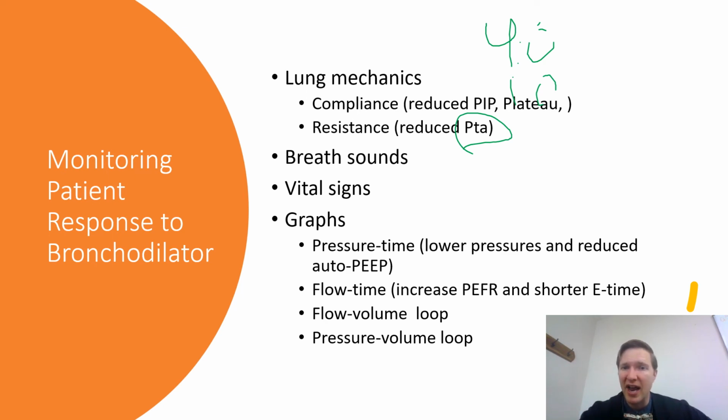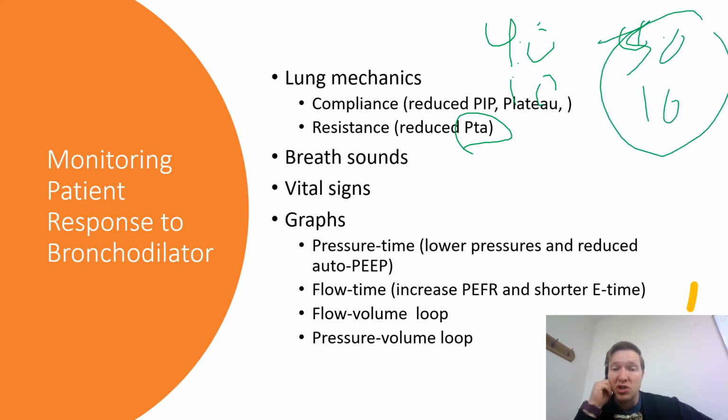But now we're at 30/10. Well, our PTA decreased, our transairway pressure decreased, and therefore there's less airway resistance, right? Because our PIP went down here, plat stayed the same, right? Our resistance changed, right? So that means it's a lot easier for gas to get into and out of the lungs.